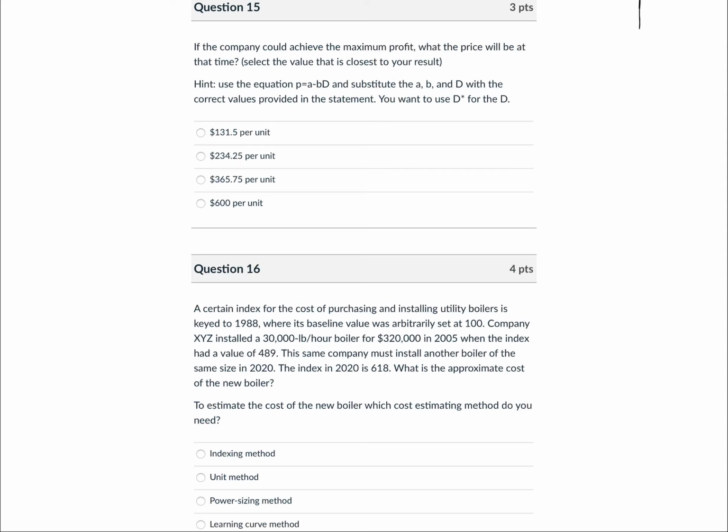So question number 15, if the company could achieve the maximum profit, what will the price be at that time? Okay, so if you're using D star for your maximum profit, then how do you get the price of that demand? Well, I got a hint here. The hint is that you can use the equation P equals A minus BD to calculate that price. You just need to use the A, the B, and the D star in this equation.